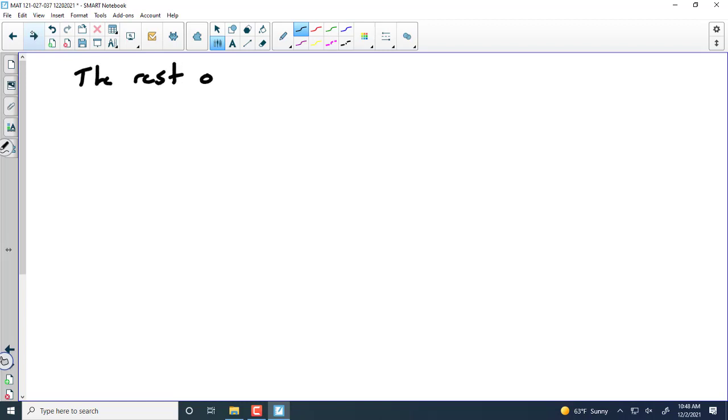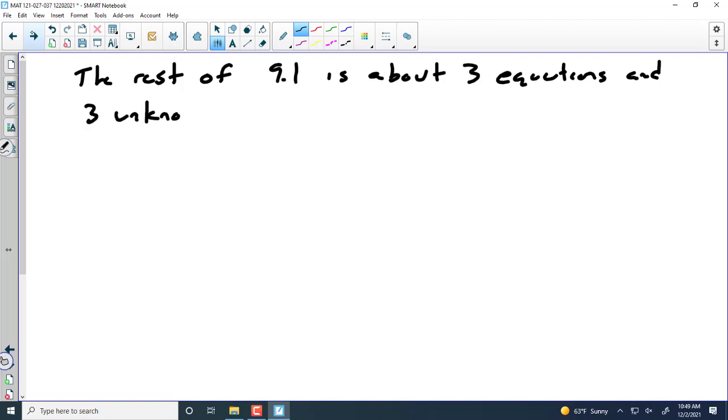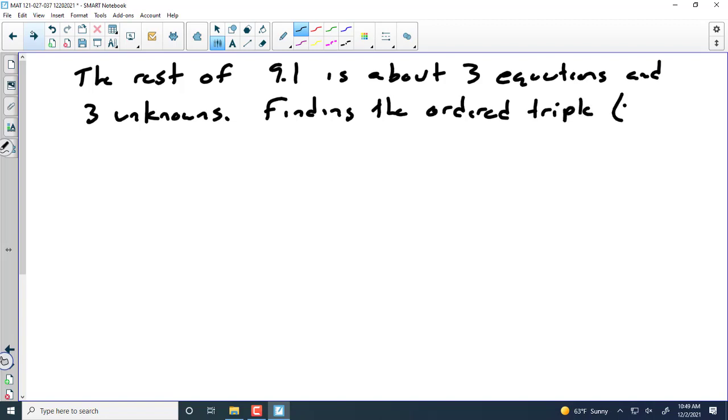The rest of 9.1 is about 3 equations and 3 unknowns. What you're doing is you are finding what they call the ordered triple x, y, z, where 3 planes intersect.